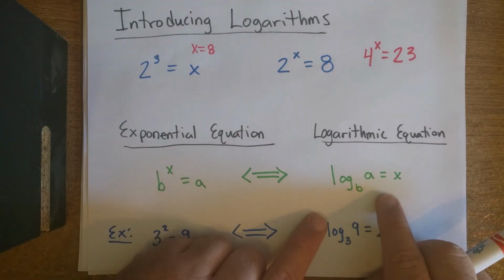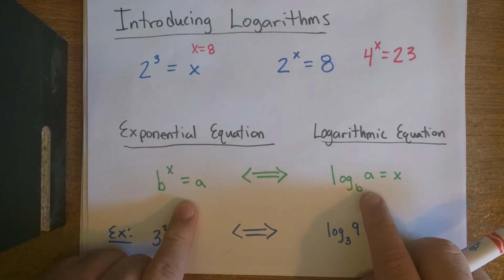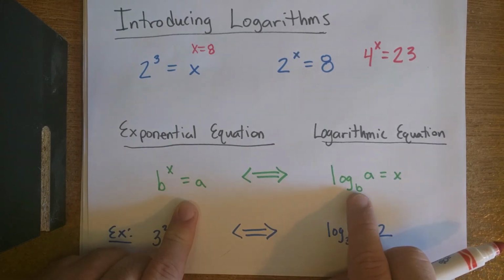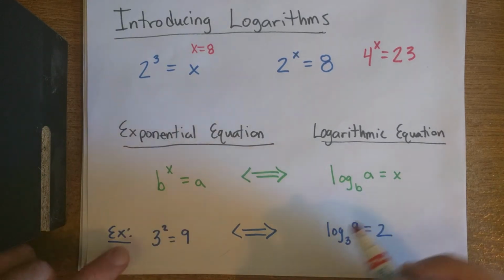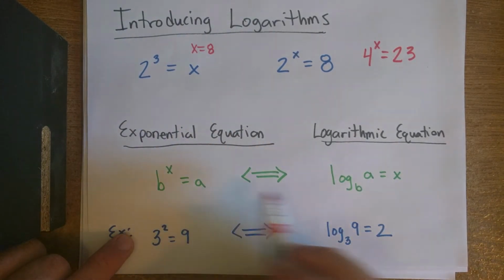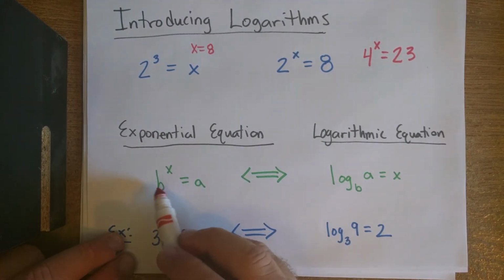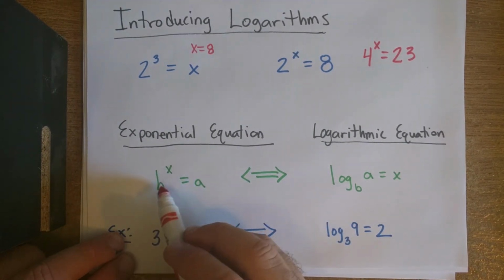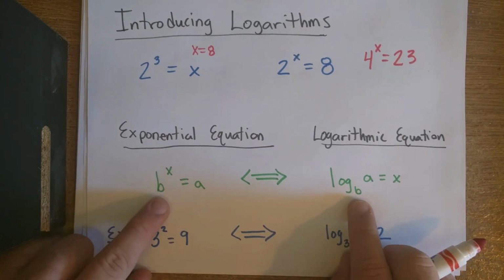And what happens is you rewrite this as log, and we call it log base b of a equals x. So what happened from here to here? A few things happened. The b that was the base of the exponent x is the base of the logarithm. So they're both bases in this case.